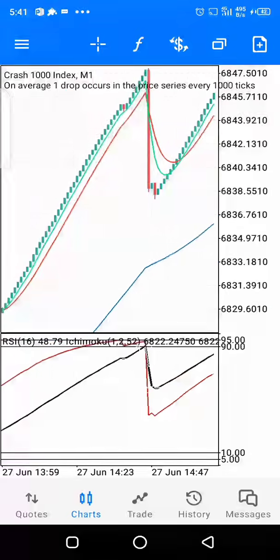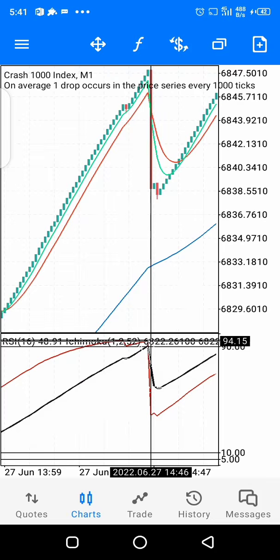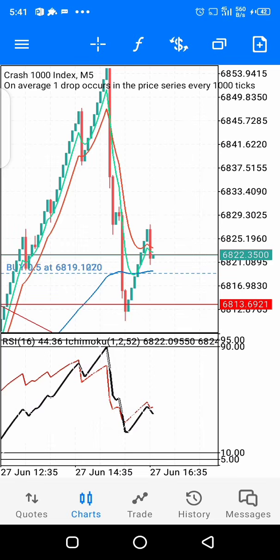Yeah, if you go back again, you can see here we have price at the oversold area, we sell at this level, at level 90 and 95, we sell. Then for scalping, if you want to scalp, you move to the 5 minutes time frame.